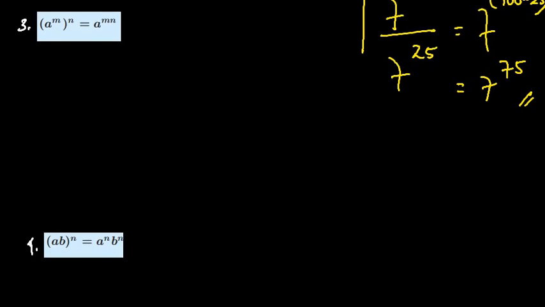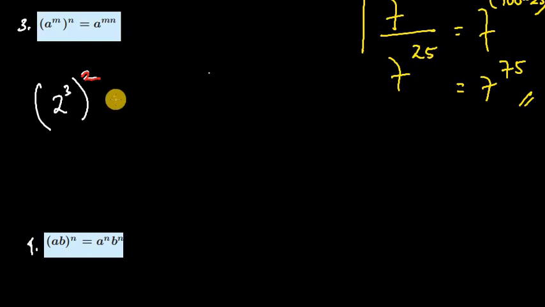Now for the third rule, we have a to the power of m, all to the power of n, equals a to the power of m times n. How to see this? Let's start with this. Let's say I pick 2 to the power of 3, to the power of 2. Now you have to notice that 2 to the power of 3 is in a bracket, to the power of 2 over here.